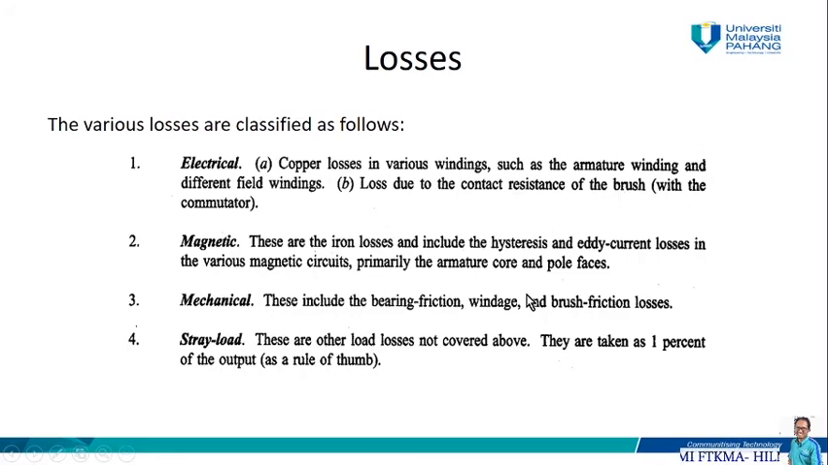And then we also have the mechanical loss. Once the electrical power is converted into mechanical energy, there will be mechanical losses, which include the bearing friction, the windage, and also the brush commutator friction losses. There will also be stray load losses, which are other load losses not covered above. Basically, they are taken as 1% of the output as a rule of thumb.